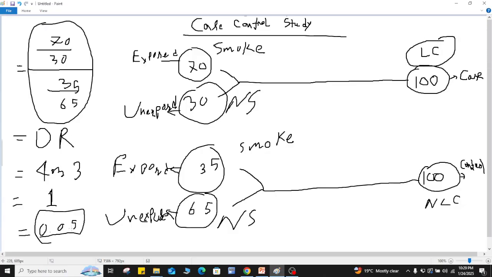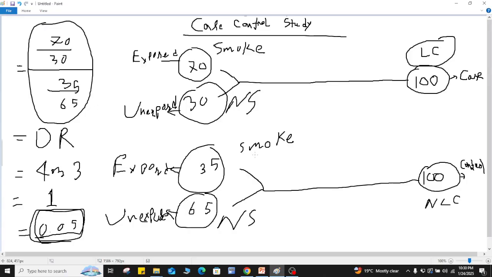So though literally it seems impossible, if somehow the data calculate something like 0.05, then you can say smoking is actually a protective factor in developing lung disease. That means people who actually smoke are less likely to develop lung cancer. So this is all about odds ratio.